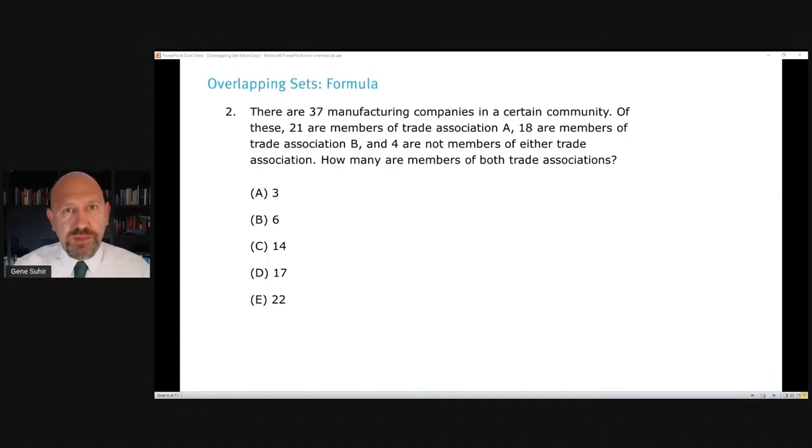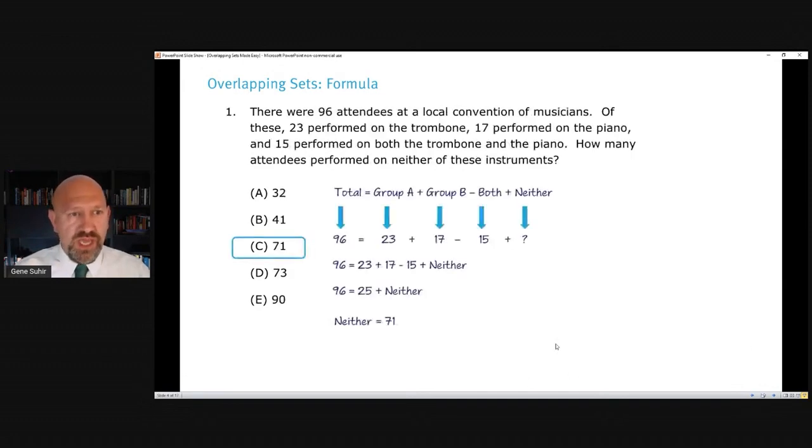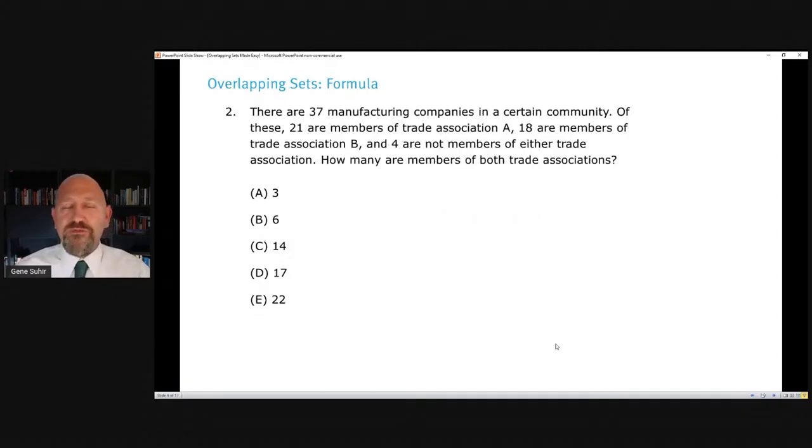All right, so you're probably curious to know how you did. Let's talk about how the formula works here. When you are given four out of the five elements of the formula, then using the formula really should be your plan A. Total equals group A plus group B minus both plus neither.